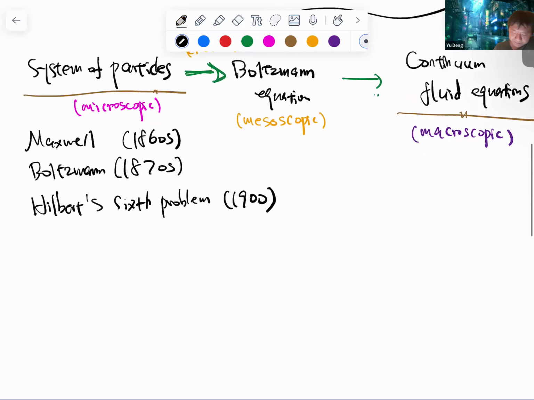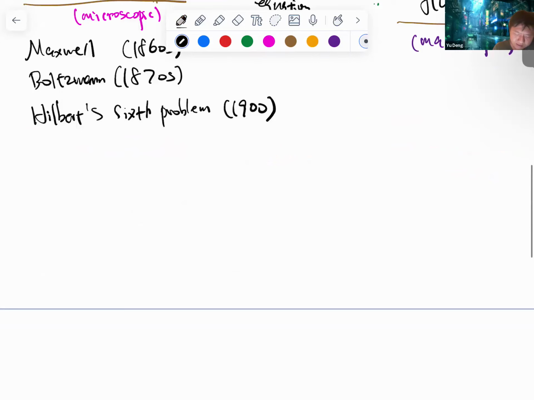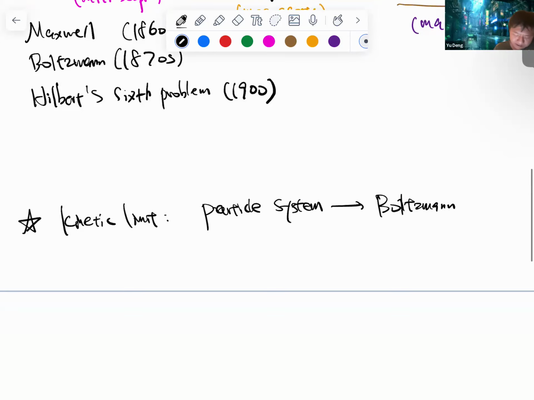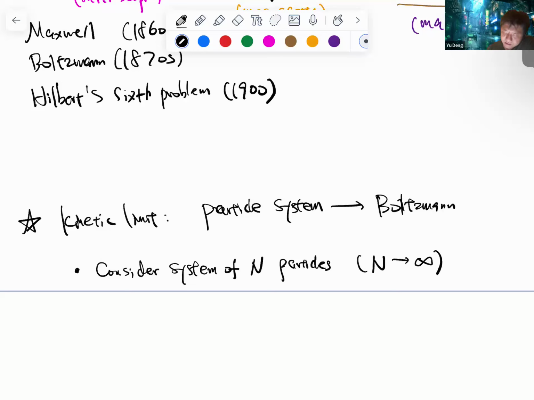So let's see. From the particle system to Boltzmann. The idea is that we start with a system of particles. So consider a system of n particles. You can view n as the degrees of freedom. So n will go to infinity in the limit.